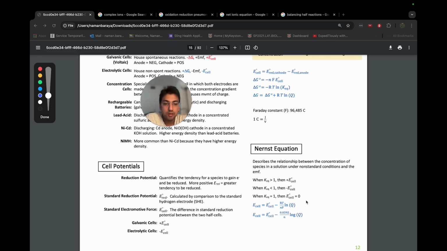And then this is a very important equation that relates the Q value and the E of the cell. Remember, Q is about how much concentration we have in our equation. Based on that, you can figure out whether this wants to move in this direction or in that direction. And then if we take what we know, which is the R value and the F value over here, and we simplify it, we get this over here. So that's what that's doing.